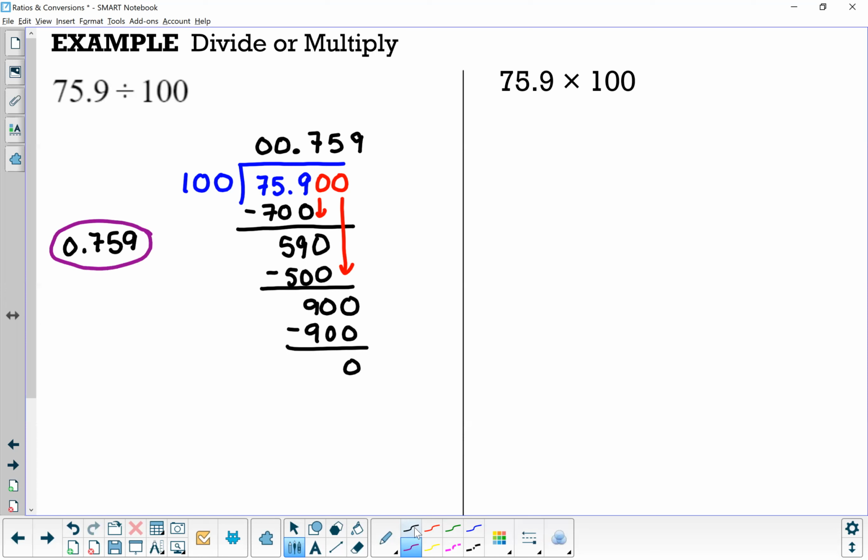Now, some people like to use a little trick. So I'm going to go back to the beginning. We're dividing 75.9 by 100. We know that for every multiple of 10, we move the decimal place 1 digit. So for 100, we move the decimal place twice. 1, 2. So the decimal point would go there, and it would give us the answer that we got using long division, 0.759. I always like to put the 0 in front of the decimal point though.